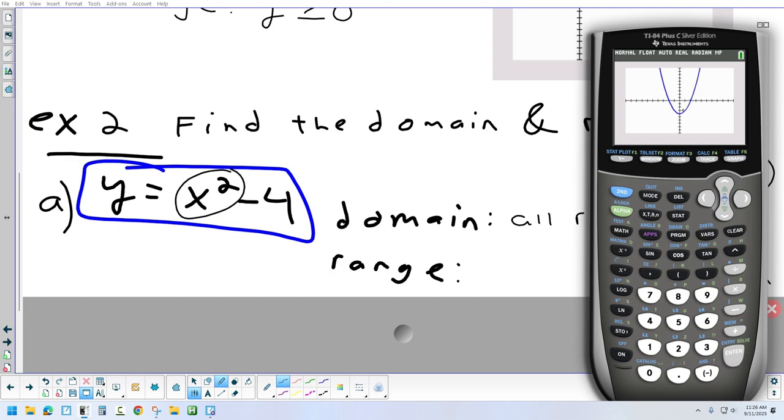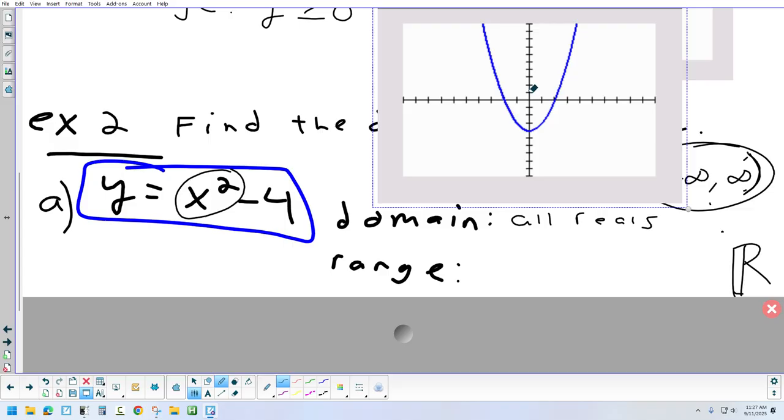So domain, all real numbers. That means this graph is going to go left and right forever. And that's what happens with a parabola. It just gets wider. Does this graph go up forever? Okay. Does it go down forever? Okay. Then the range is not all real numbers because it doesn't go up and down forever. What's the lowest that it looks like the graph goes? Yeah, -4. So the range, which is always your y variable, is every number from -4 and up. Okay, that's your range.